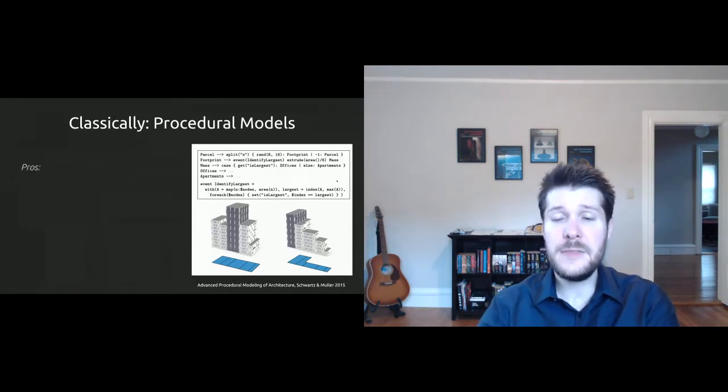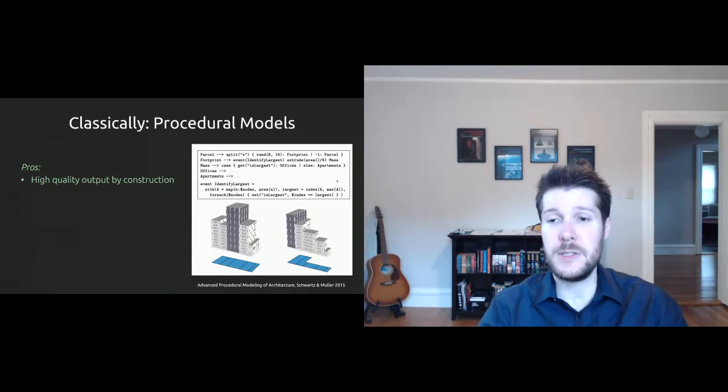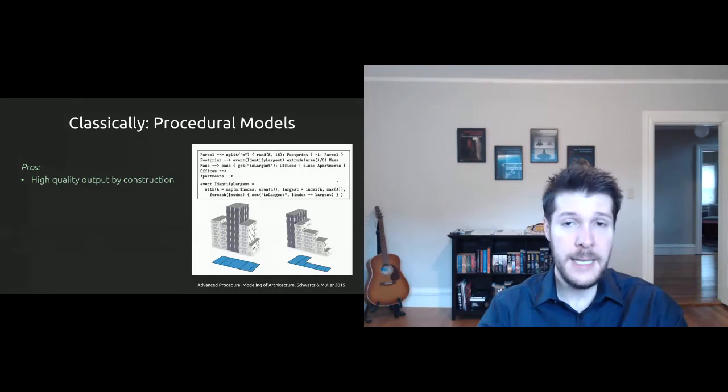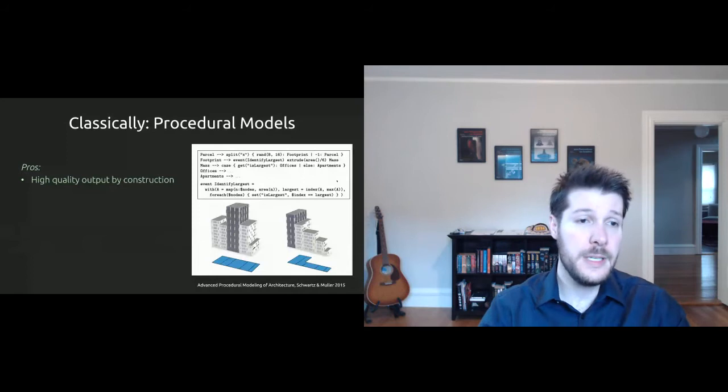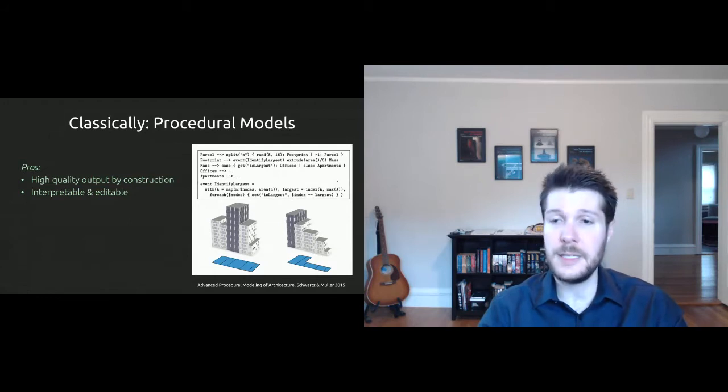There are lots of advantages to this kind of representation, because you have some programmer who's written it and presumably knows what they're doing. You're going to get high quality geometry output by construction, and these things can't generate garbage outputs. And because they're human readable text, their representation is interpretable and editable. I can look at different parameters in the program, make changes to them, and see what effects those changes have.